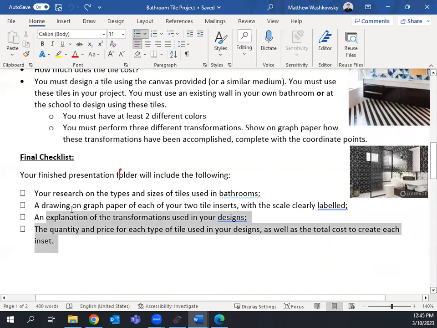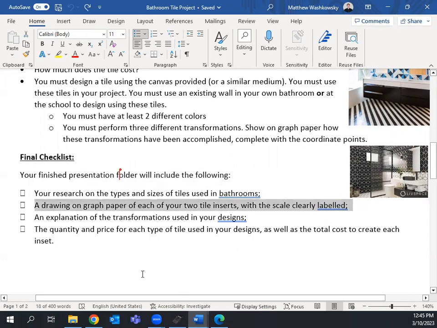So ultimately, what your end product is going to look like is it's going to show some of your research. It's going to show the drawings that you've done or the paintings or something. I recommend doing a drawing on the grid paper first, right?